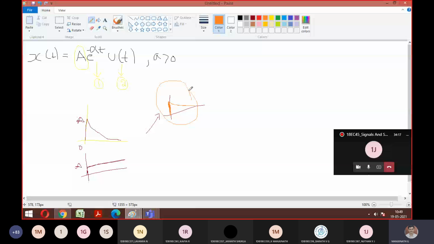Non-periodic. Understood now? Since we proved it is non-periodic, straight away you can go to step number 3 and find the energy. Let me see, get me the answer. Find energy. For x of t you can choose A into e power minus alpha t, and once you remove u of t, what difference should it make in the equation? The limit from minus infinity to plus infinity will be there, right? So what are you going to do there?